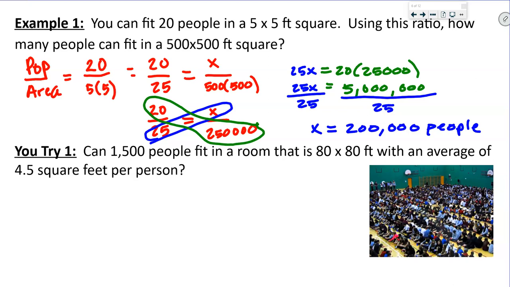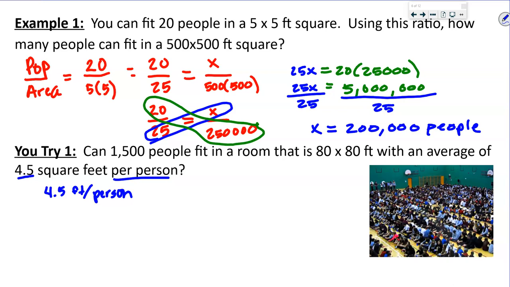This one says, can 1,500 people fit in a room that is 80 by 80 with an average of 4.5 square feet per person? This is now, we got our feet on top. See that 4.5 square feet per person? So that's going to be 4.5 feet per person. That means we're going to flip the way that we did this problem. Before, we did population over area, people per area. This time we're going to flip it.